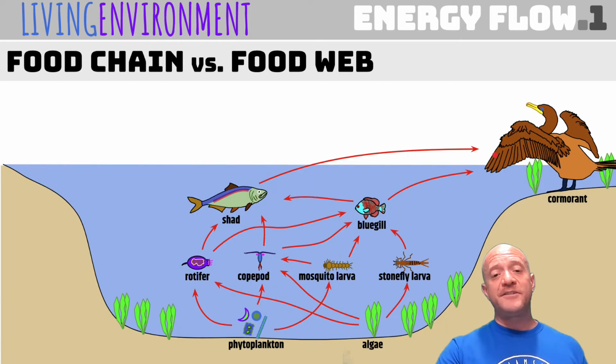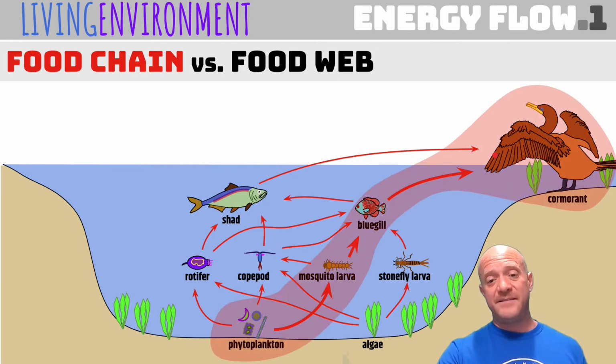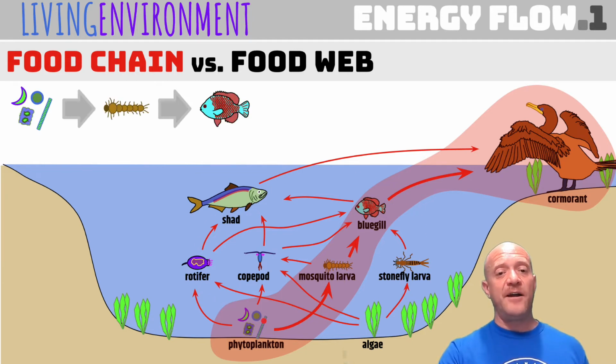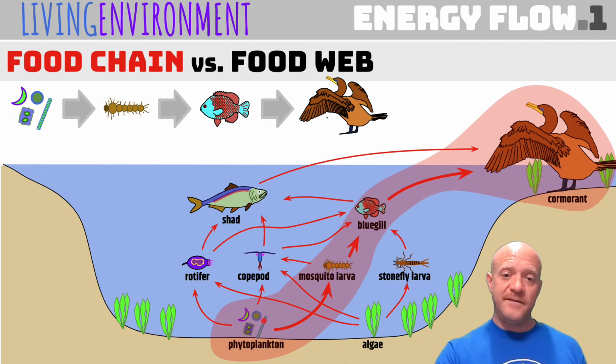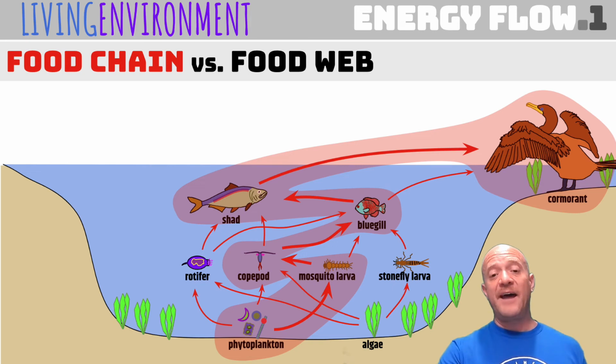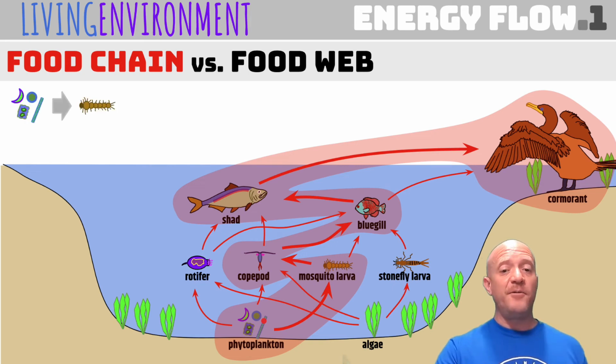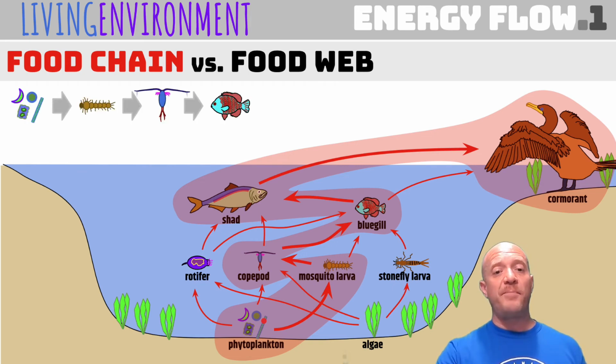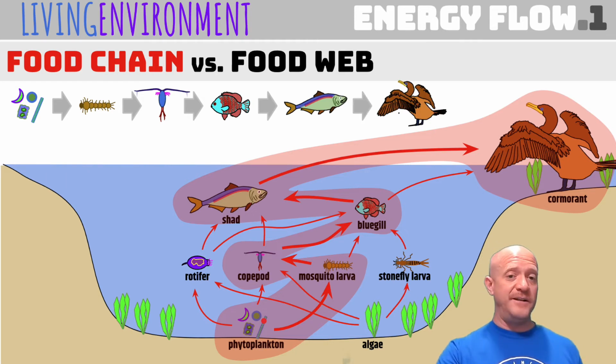Now, a food chain versus a food web. A food chain is literally just a single component, and a food web is everything put together. So in this example of a food chain, we have phytoplankton, mosquito larva, bluegill, and a cormorant. But you could have another single chain depending on how you followed the arrows. Phytoplankton, mosquito larva, copepod, bluegill, shad, cormorant.